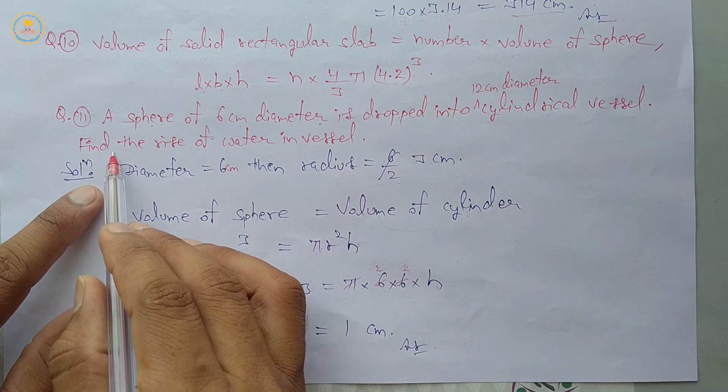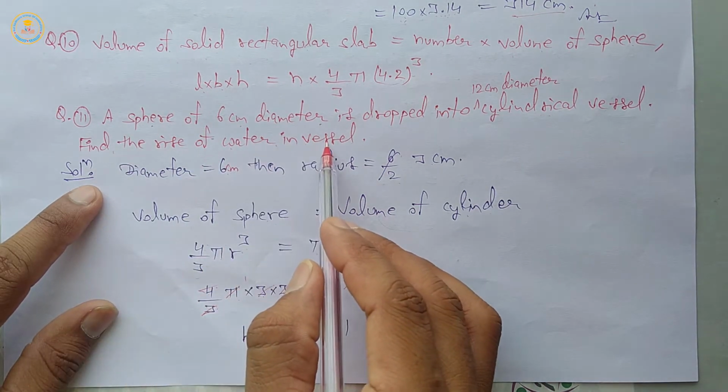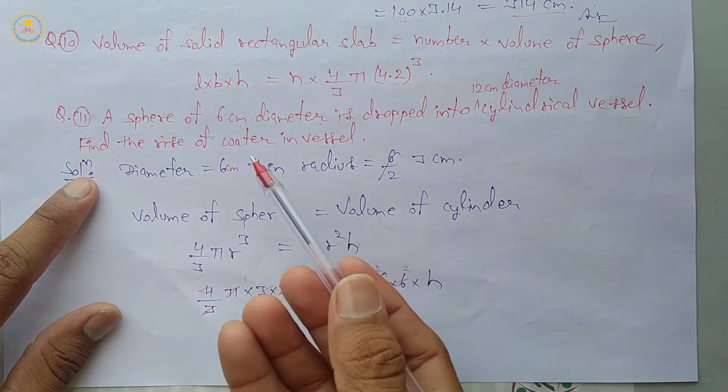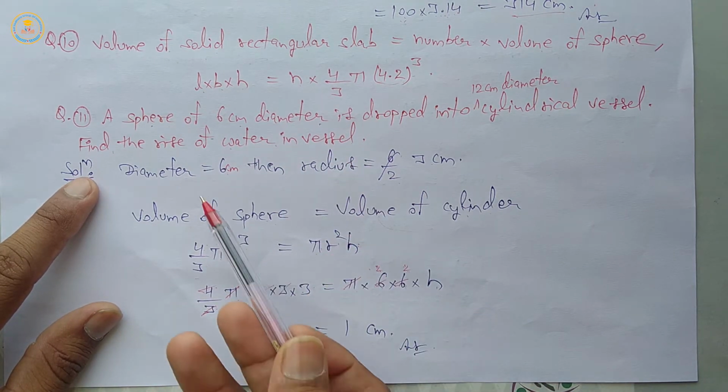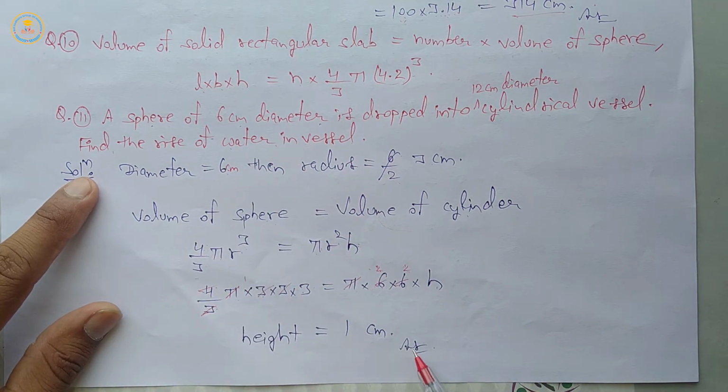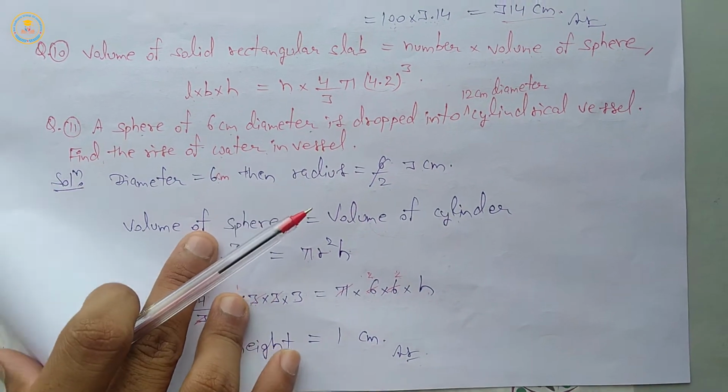It means the rise of water in the vessel is 1 centimeter. Its height is 1 centimeter. Answer. Next question.